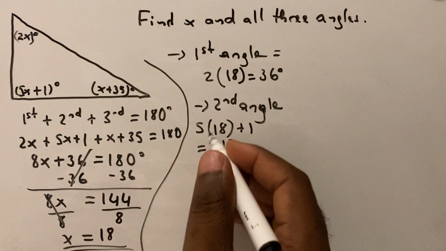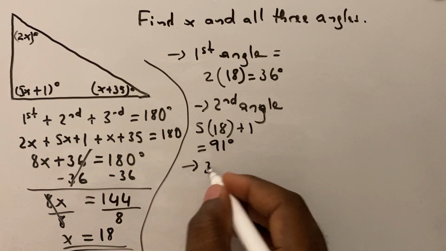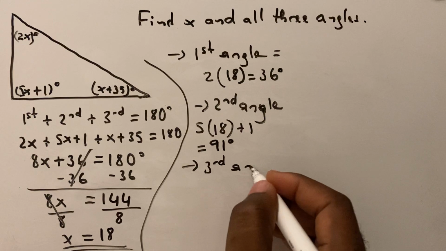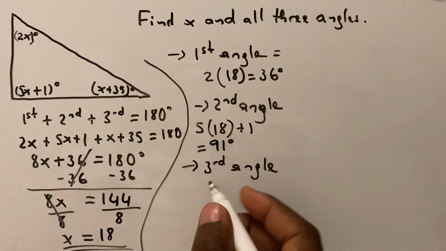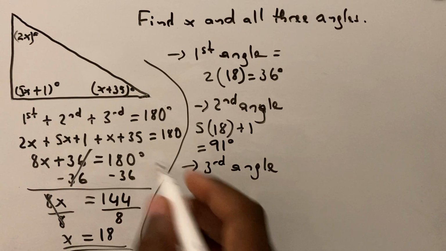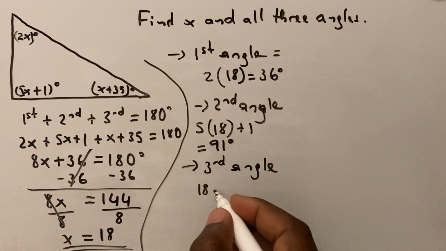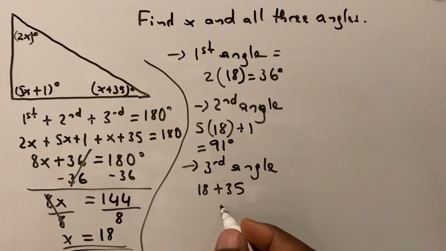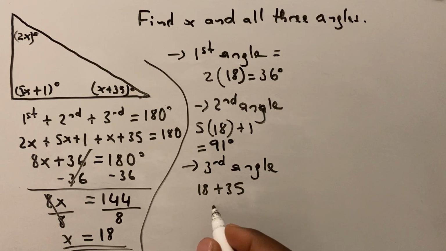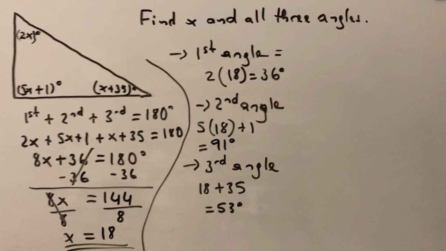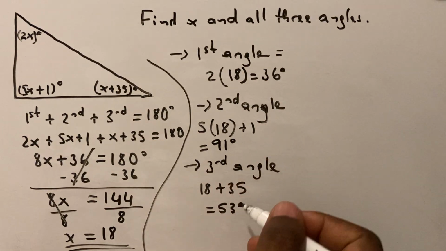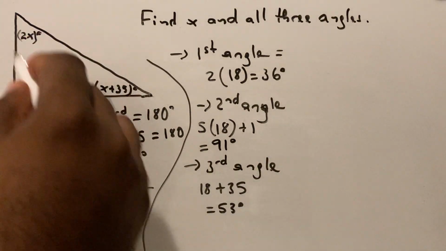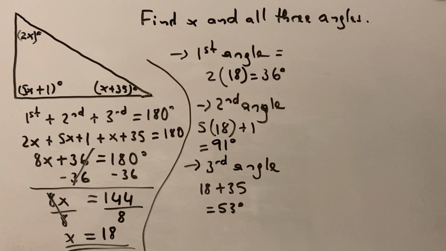Then next, the third angle. The third angle in this case would be x, so 18 right here. I'm replacing x by its value, 18, plus 35. 18 plus 35 is 53. So 53 degrees. Now, when you add all of them, 36 plus 91 plus 53, you will get 180, because the sum of all the angles will give you 180.